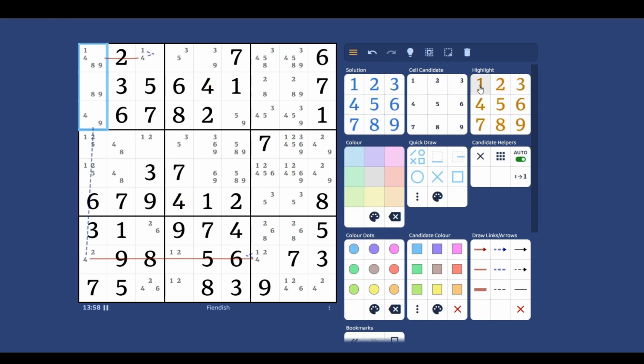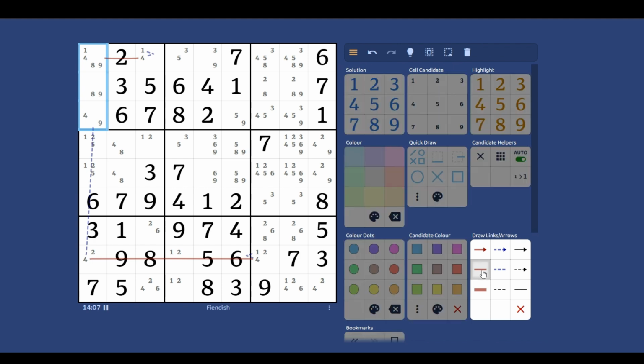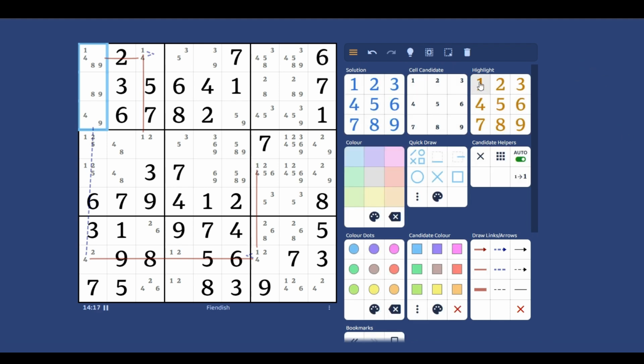Now let's look at both of our 1s here. We'll notice both of our 1s are actually bilocal in their columns. So what we could do is extend this 5-link chain into a 7-link chain and make it a valid AIC by having it start and end on those strong links. And if we start on a 1 and end on a 1, we know we have a type 1 AIC, and we have cells that see both ends of that AIC. So the 1 in this cell and the 1 in this cell can be eliminated.